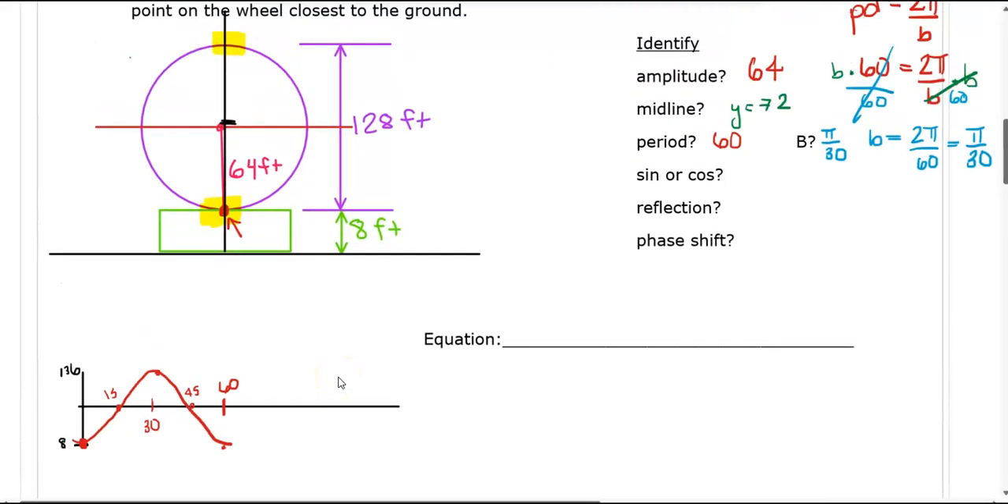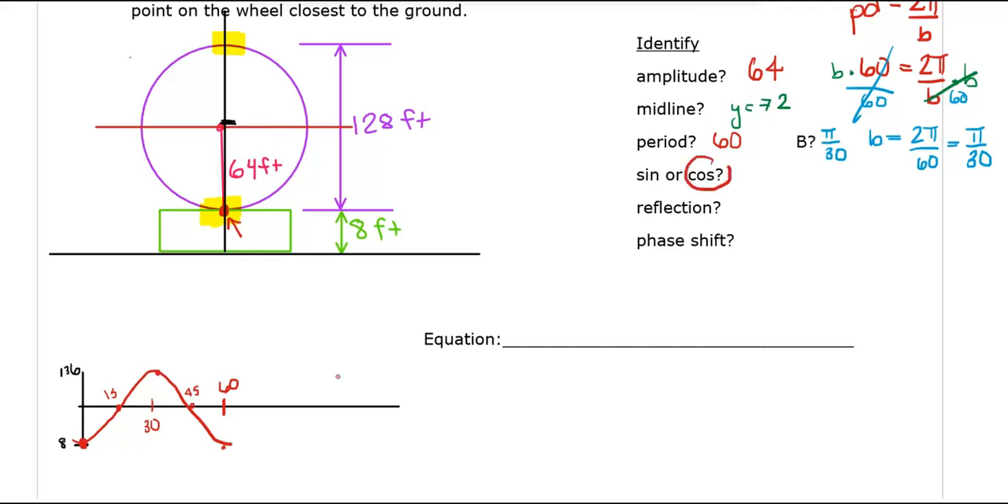So now I have this visual. This should help me a lot to determine whether this is going to be sine or cosine. Now remember, sine starts where? On the midline. Cosine starts either at the maximum or the minimum. The question is whether it's the maximum because it has a positive a, or the minimum because it has a negative a. And I can see right here that this is going to be a cosine function because it's starting at the minimum.